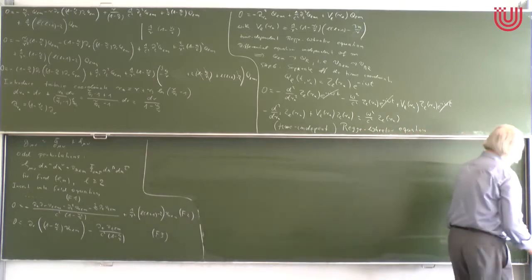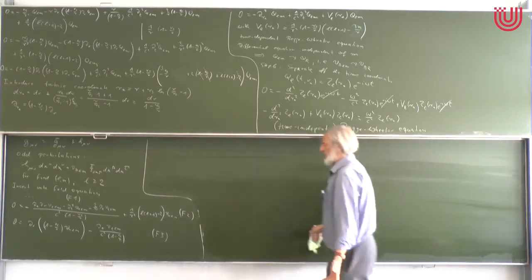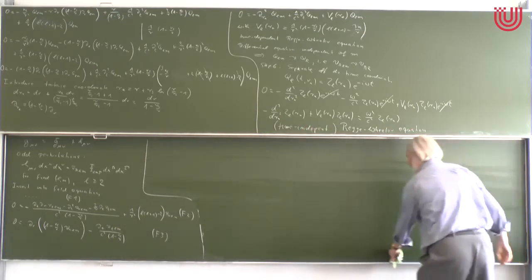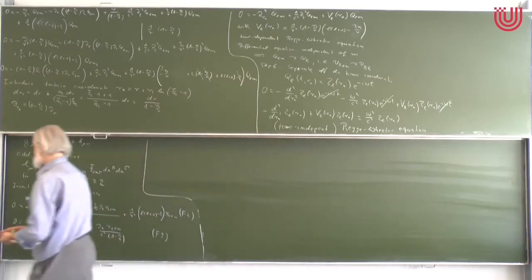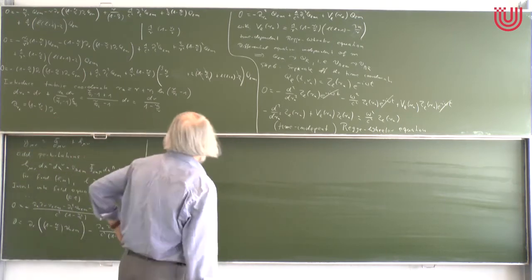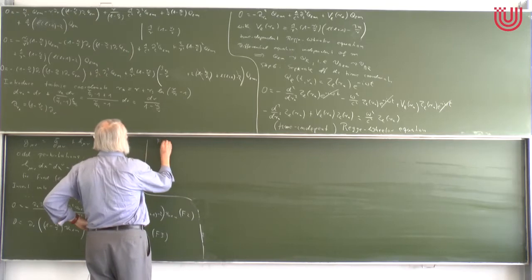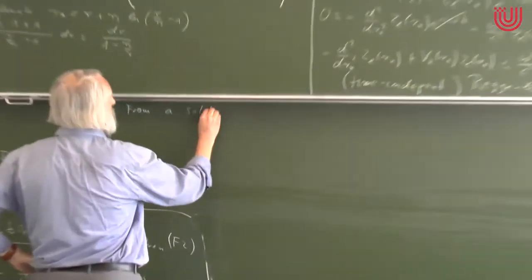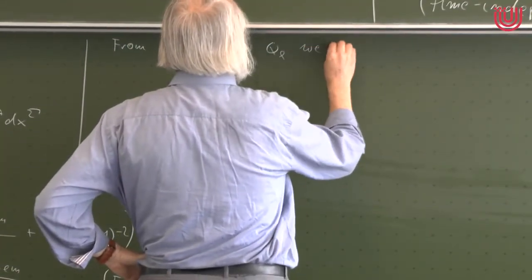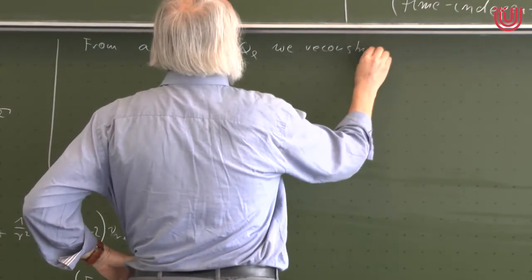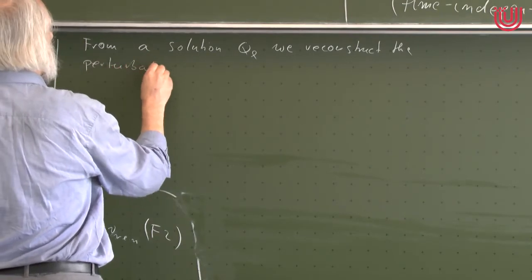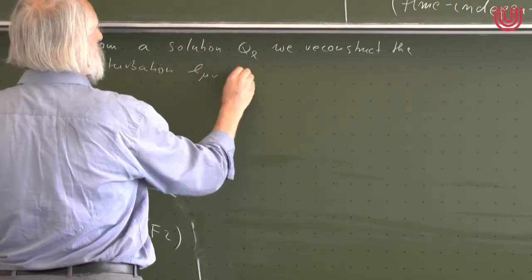But the full set of all perturbations you can consider is of course a superposition of odd and even perturbations. So in general you will also have the even ones. Okay, from a solution QL, we reconstruct the perturbation H mu nu in the following way.